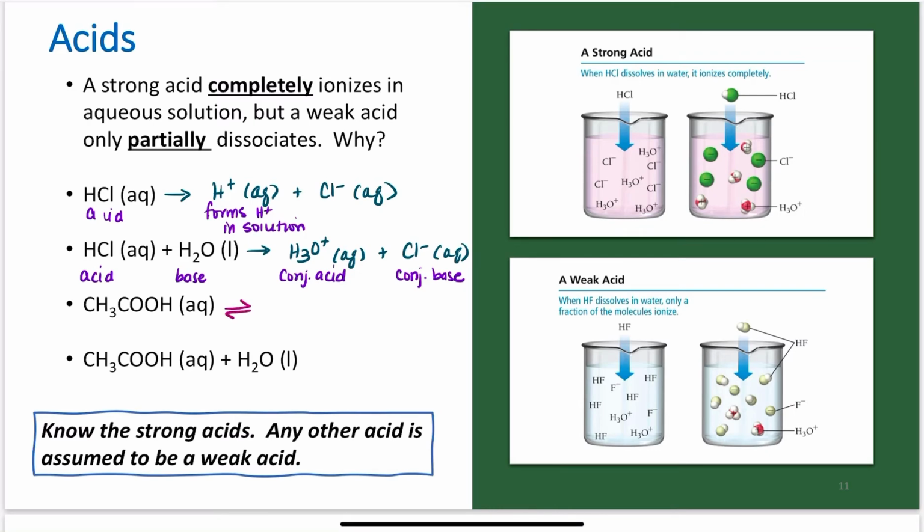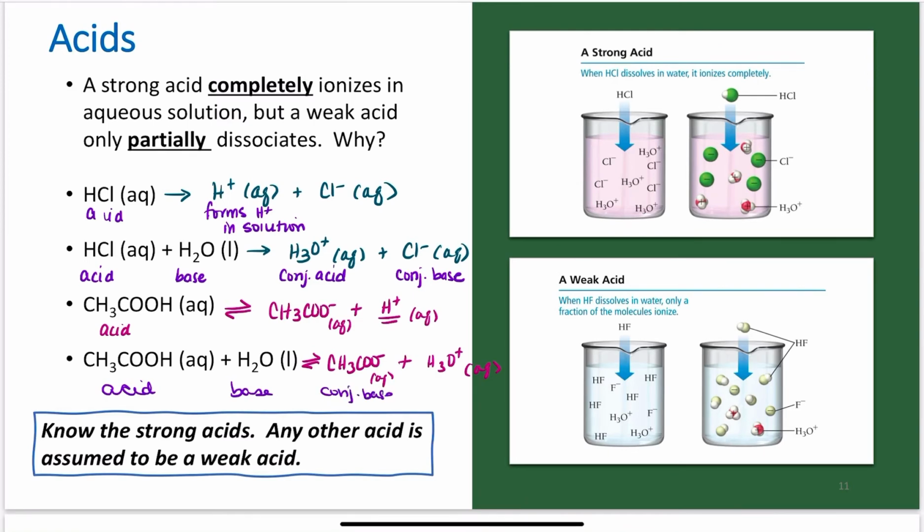CH3COOH, we write this as an equilibrium because it partially dissociates, forming CH3COO minus plus H plus. It's an acid because it forms H plus in solution. I can also write this with water. These are aqueous. This is my acid, my base, my conjugate base, and my conjugate acid.